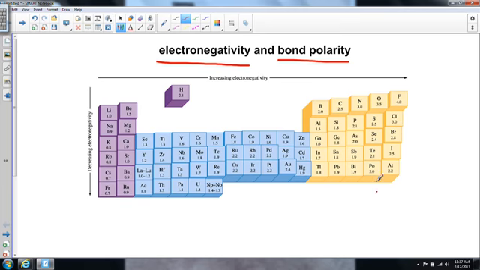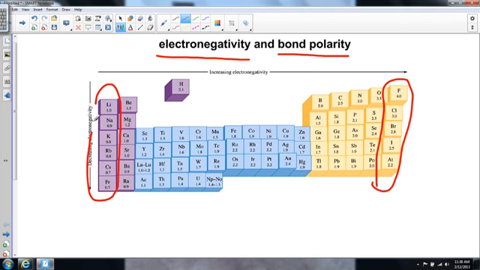In fact, across the table you can see that the halogens are the most electronegative elements in each of their periods. And on the other hand, the least electronegative elements appear to be the group 1 metals. Now that's got to be something to do with their electron configurations, and it actually does.